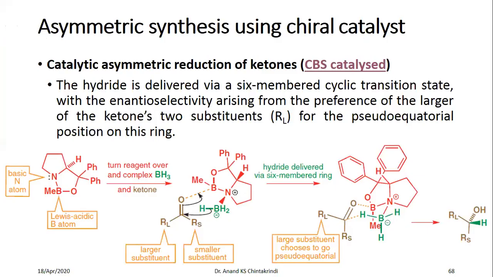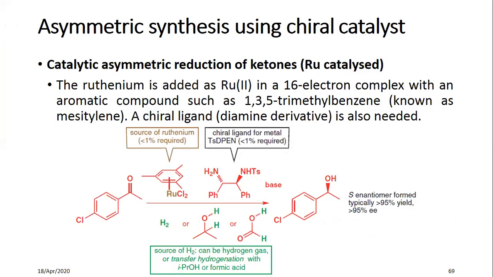Okay. So this is how the CBS catalyzed asymmetric reduction of ketones occurs, due to preferential arrangement such that the larger group is away from the boron, and a specific kind of enantiomer is formed. Now you can have this asymmetric reduction using ruthenium metal. The advantage of this ruthenium metal is that it is required in less than 1%.